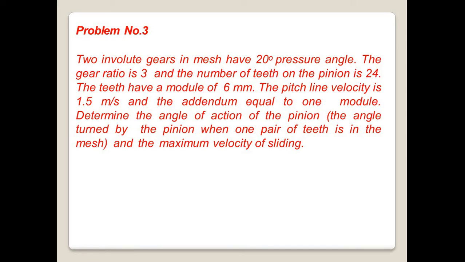Next, the teeth have a module of 6 mm. So they have given the value of module, that is small m is equal to 6 mm. The pitch line velocity is 1.5 meter per second. They have given the pitch line velocity, that is 1.5 meter per second, and addendum equal to 1 module. They have given the value of addendum. This is equal to 1 module, and the value of module is given. So we directly get the addendum.